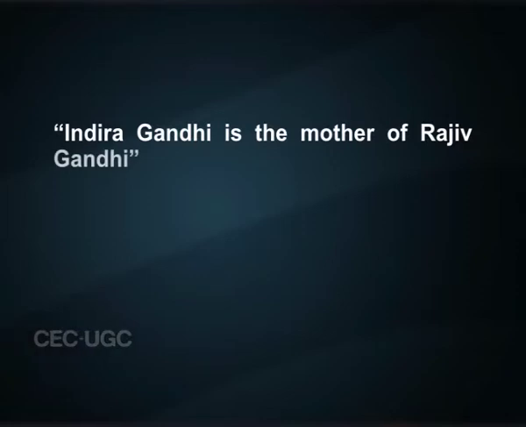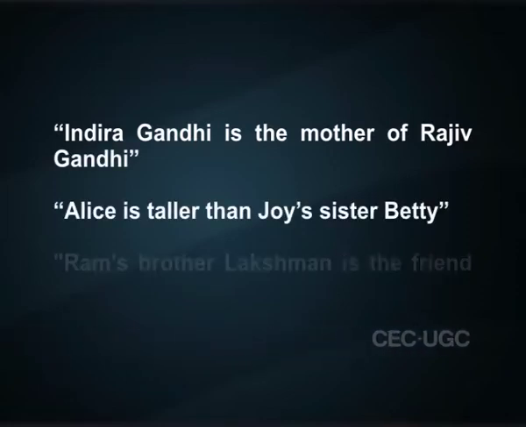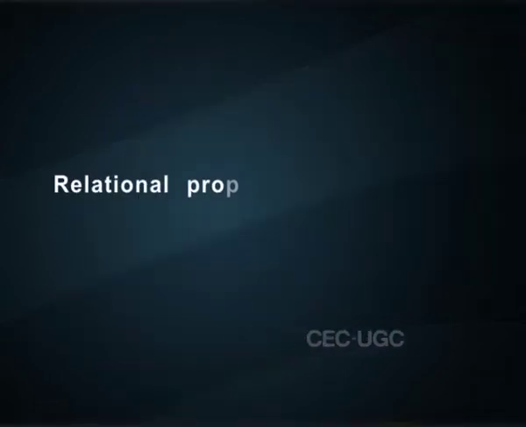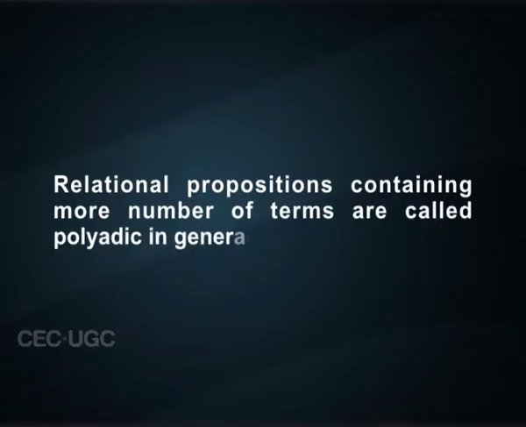Indira Gandhi is the mother of Rajiv Gandhi. Alice is taller than Joy's sister Betty. Ram's brother Lakshman is the friend of Raju's neighbor Lal. These are respectively examples of dyadic, triadic and tetradic relations. Relational propositions containing more terms are called polyadic in general.